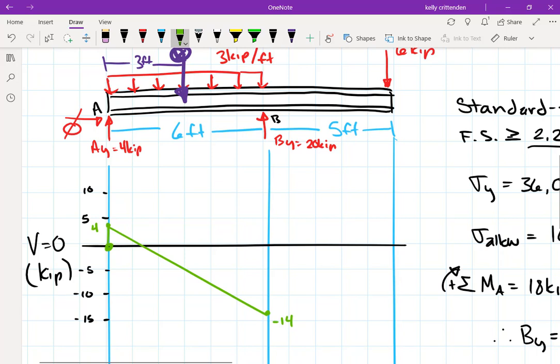Then we have By. We're sitting at -14. By is +20, so that gets us up to 6. So 6 will be maybe right there. So this has got a very odd shape, right? Compared to what we've been doing anyway. There's no change in shear until we get to the end of the beam, and there's a 6 kip load at the very end. So we'll just go horizontal to the end, encounter the -6, which gets us to 0, and we have a shear diagram that looks something like this.